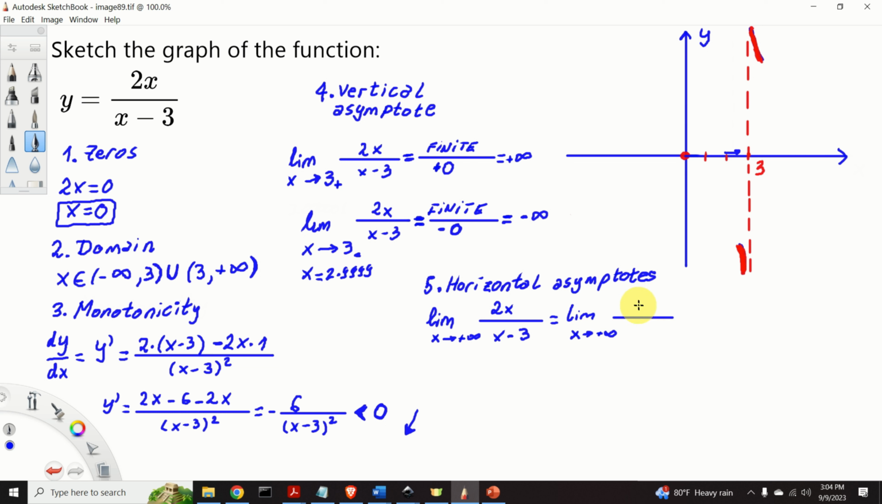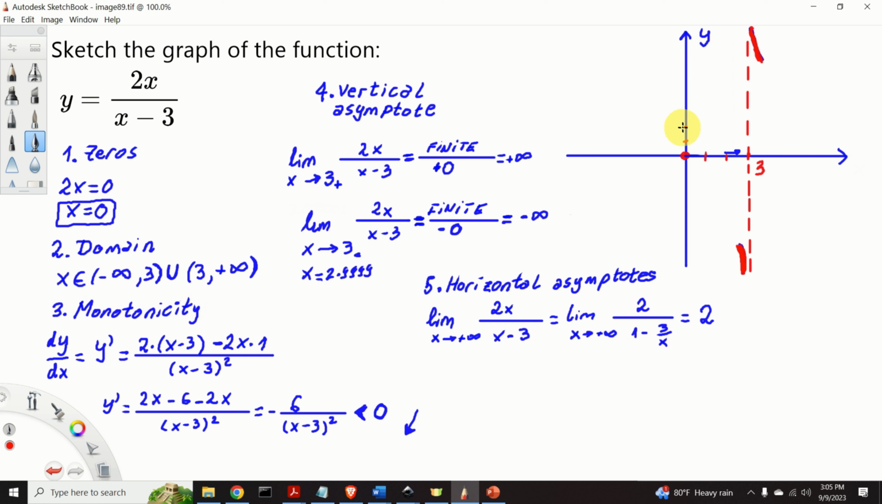And as the result, we will obtain 2 in the numerator, and in the denominator, we will obtain 1 minus 3 over x. Let's see what happens over here. We will have 2 over 1 minus 3 over infinity. This term will go to 0, and consequently we will have 2. Perfect. Okay, this is a very important conclusion. We concluded that when x goes to plus infinity, this function will approach 2.